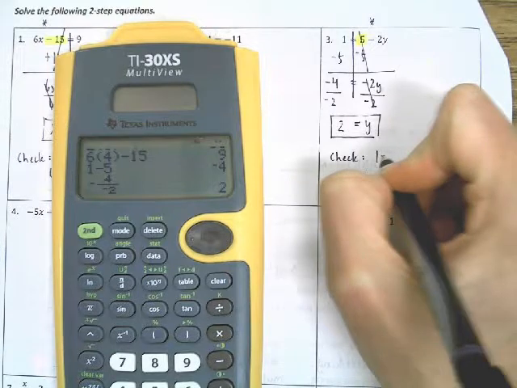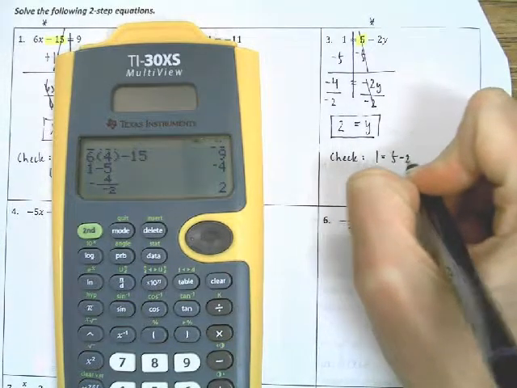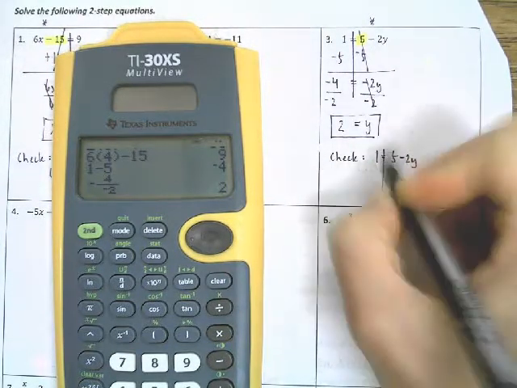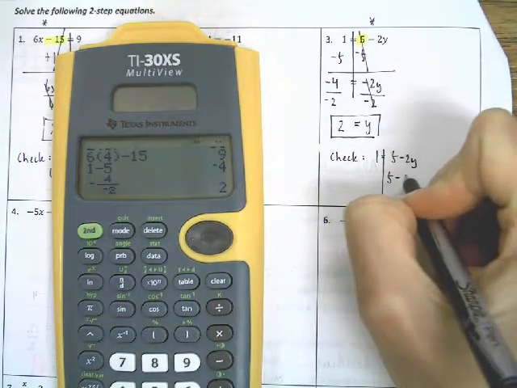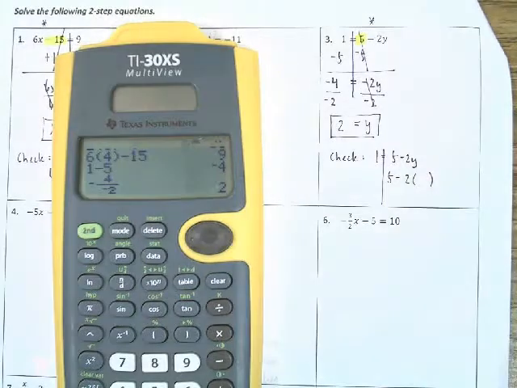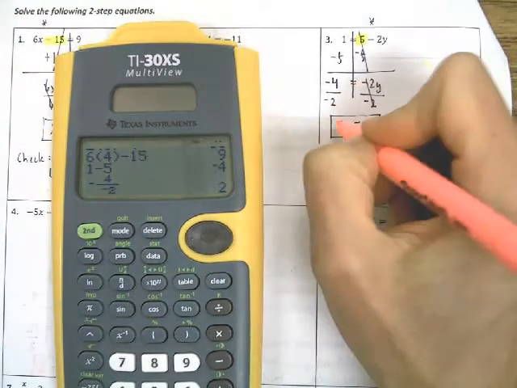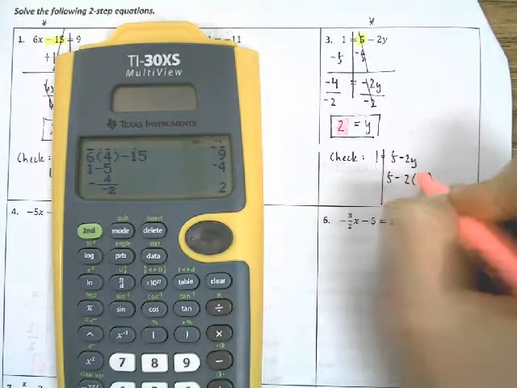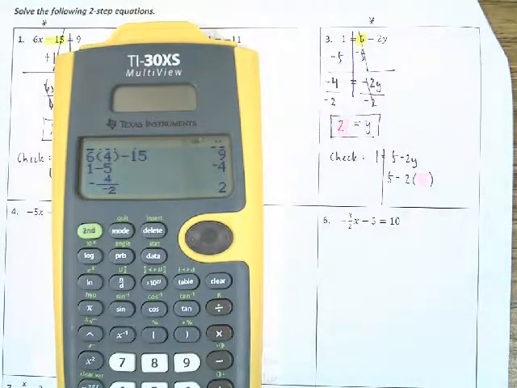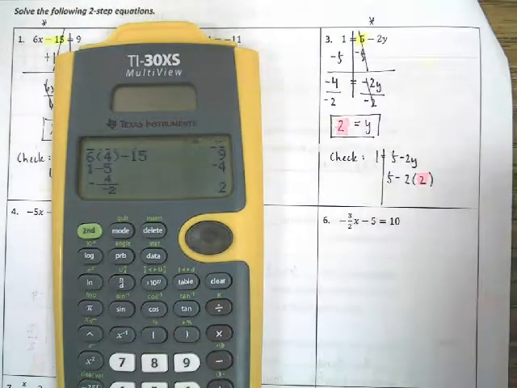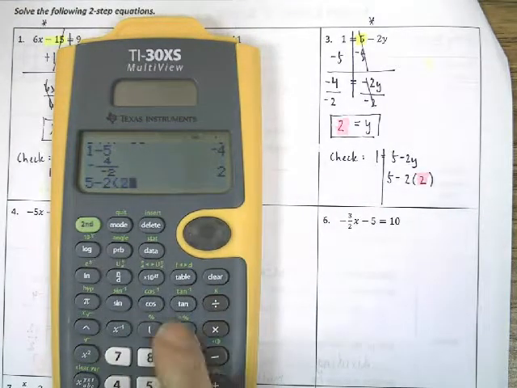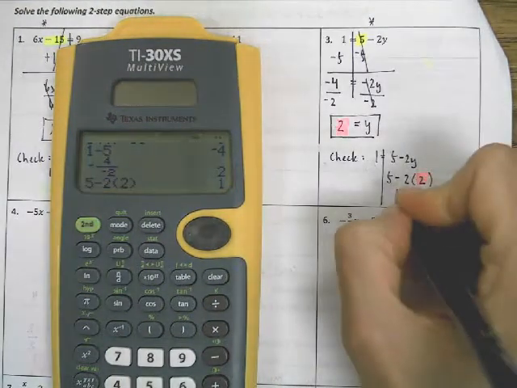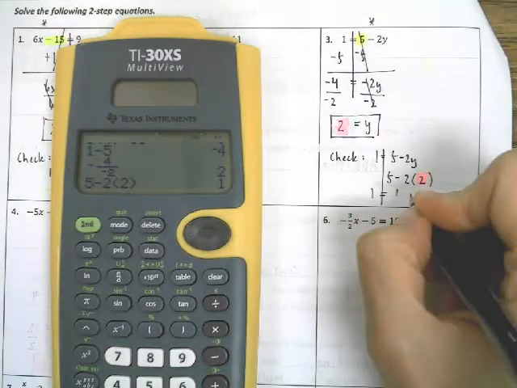So, first step is copy the equation. Now, my variable's over here this time, so I'm going to focus here. So I have 5 minus 2, and then in parentheses goes my solution. Well, my solution was y equals 2, so that's what I'm going to put in this space here. Again, I go to my calculator to check. 5 minus 2 times 2 gives me a 1, and I check out.